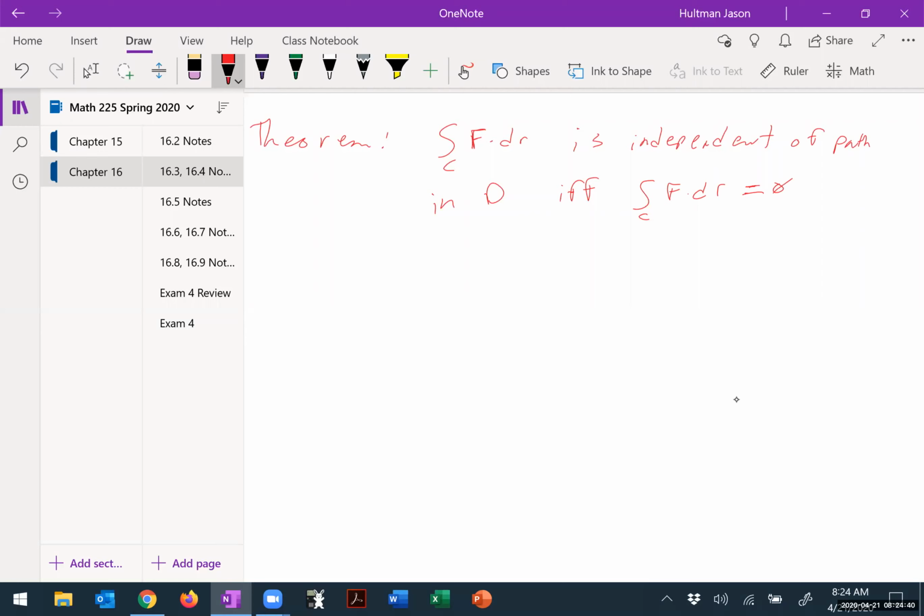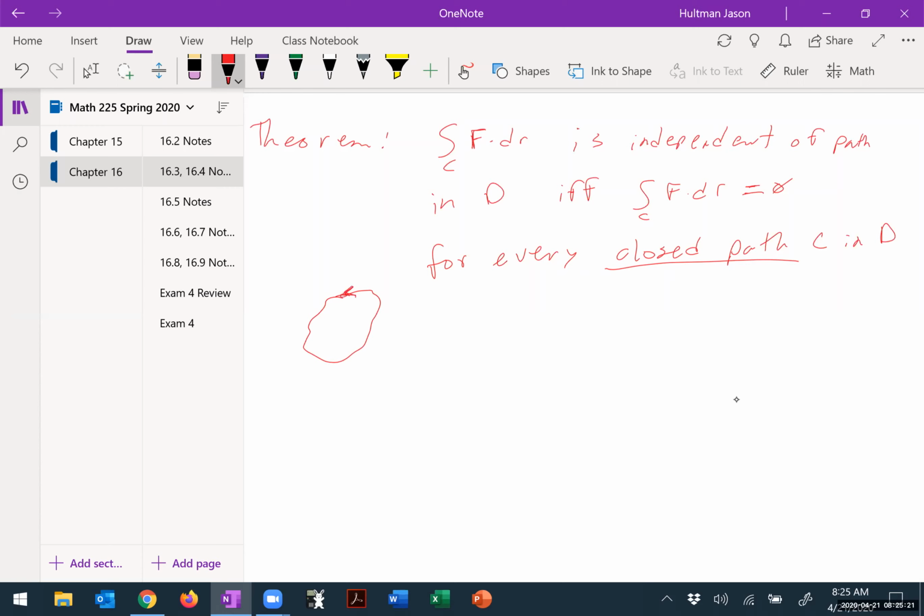So independent of path means that the whole thing is equal to 0. The total line integral equals 0 for every closed path C in D. What's a closed path? A closed path is a circuit. Think of a racetrack as a closed path. Every time we go around the racetrack, that's a closed path.